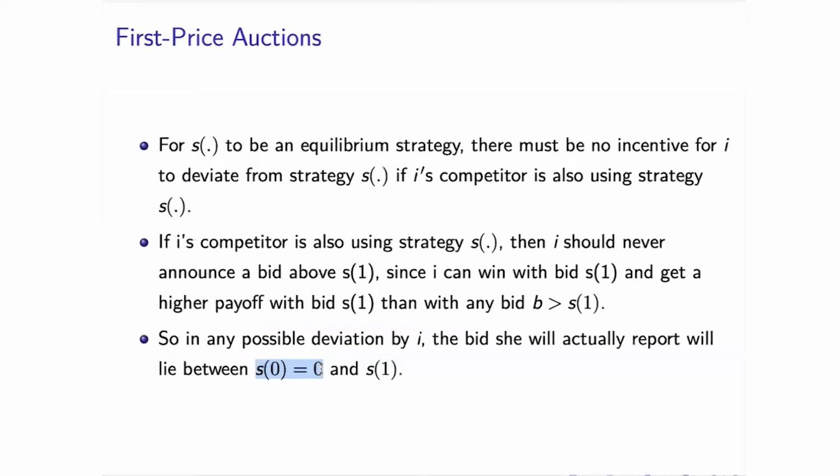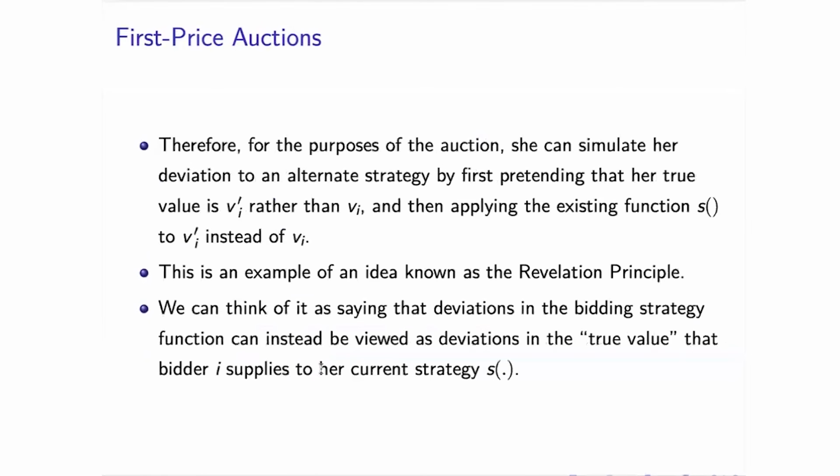It tells you that if you are going to actually deviate, you are going to deviate to a value only between S0 and S1, right? Now, why is this useful? This is useful because it actually simplifies your problem, right?